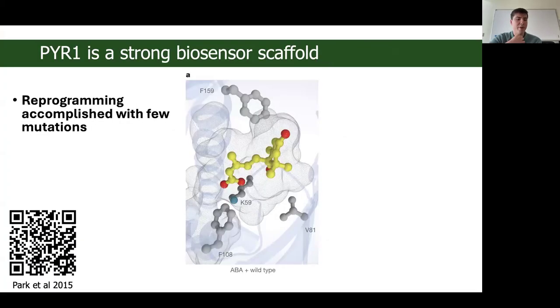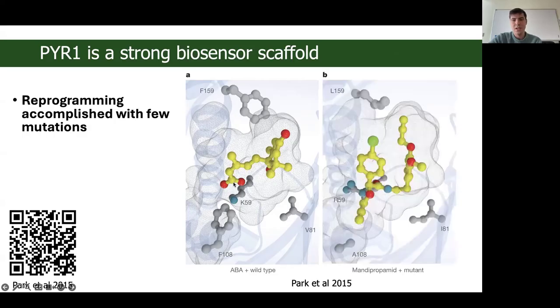All the way back in 2015, work was published looking into reprogramming the PYL1 receptor away from its native ligand. This is what the pocket looks like, where PYL1 is binding to ABA. ABA is in this yellow here. You can see the receptor pocket. With only 4 substitution mutations, we were able to get PYL1 to bind not ABA, but this other compound called mandipropamid. Only four substitutions made this really nice biosensor, which was really cool.